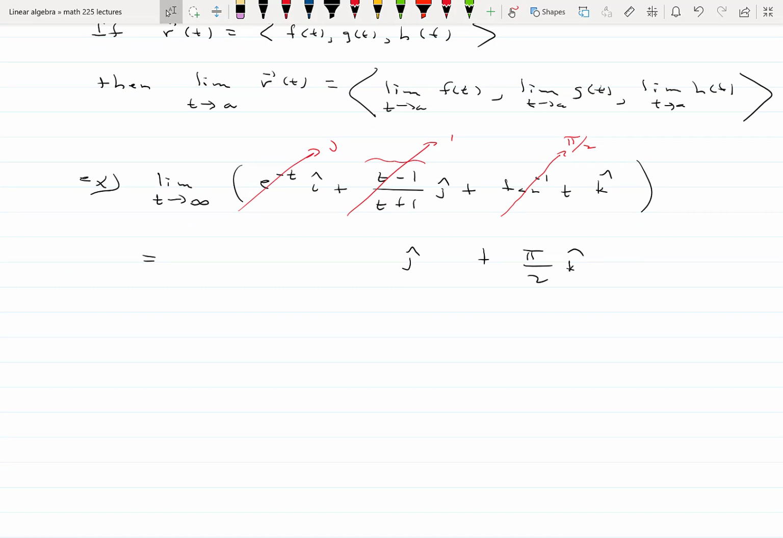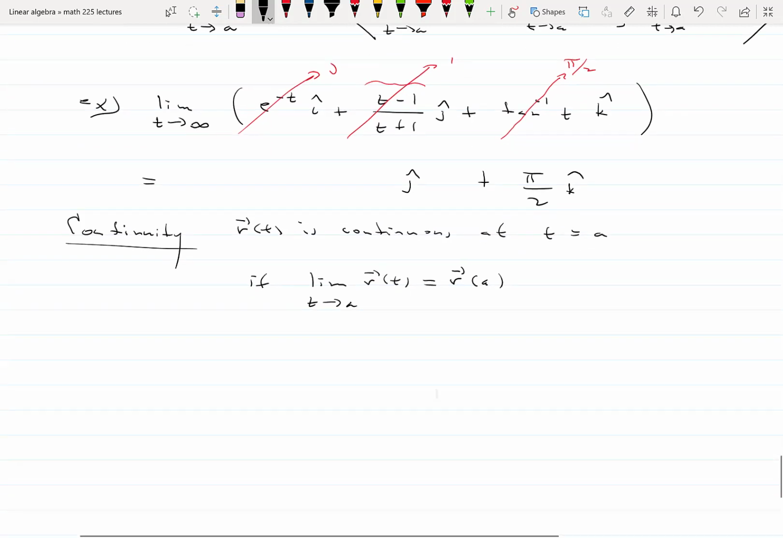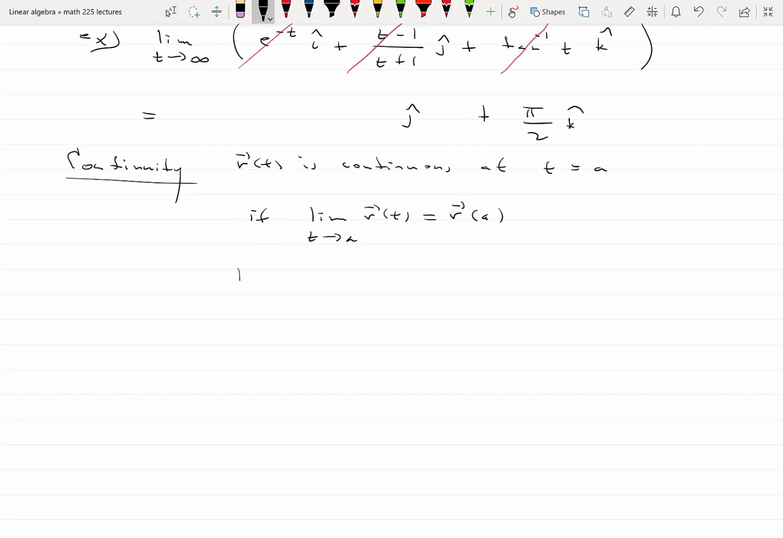So what does it mean for a function to be continuous? We only look at limits and continuity briefly in this course, just like in Calc 1. R of t, a space curve, is continuous at t equals a if the limit of r of t as t approaches a is r of a. It's the same looking definition as in Calc 1.